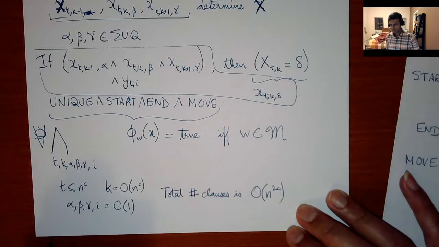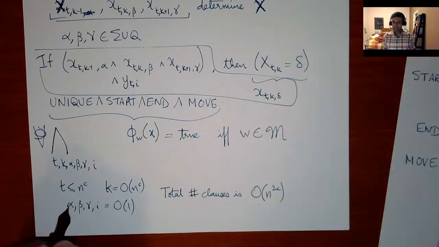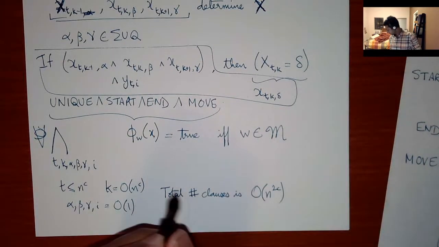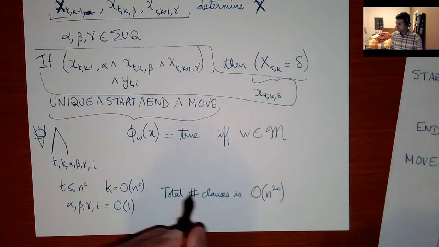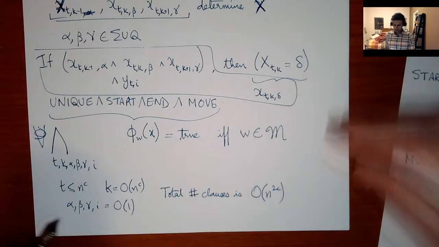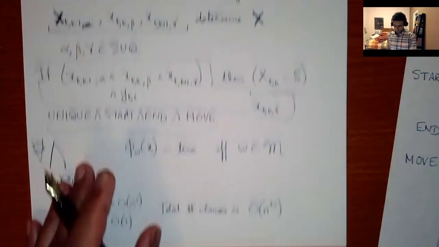Okay, I forgot that alpha, beta, gamma would be constant. All of these are constant, right? Because these are just in the alphabet. I mean, even if they were polynomial, it would still overall be a polynomial. But, right? So essentially, let me sort of write down.